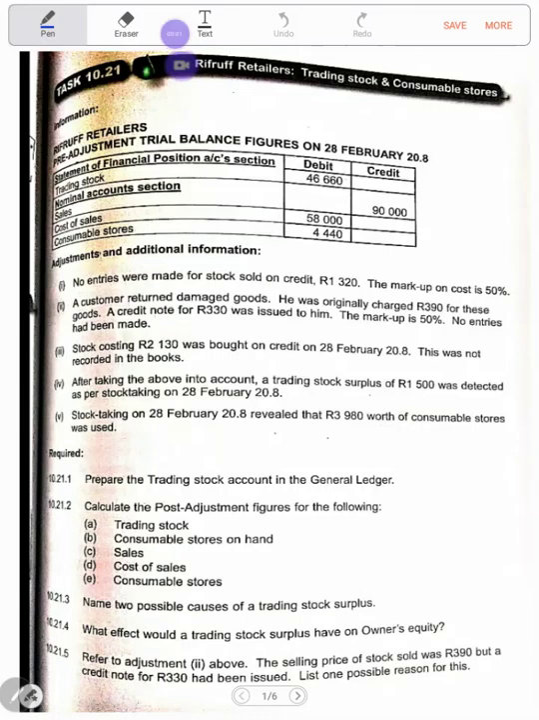Good day, grade 10s. You are required to complete 10.21 for week 2. I will be discussing the task with you as well as doing the corrections for the week. For week 3, you are required to complete task 10.22 as well as 10.23.